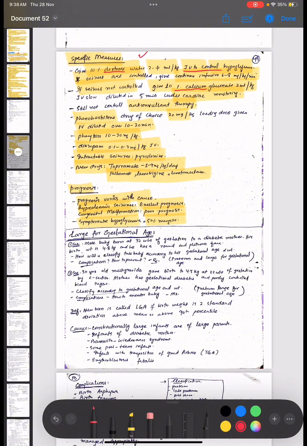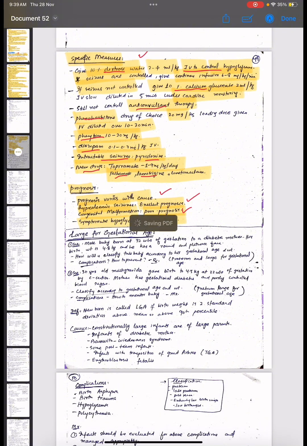If it is still not controlled, then give anticonvulsant therapy, which includes phenobarbital, phenytoin, and diazepam. For intractable seizures, give pyridoxine. The newer drugs used are topiramate, felbamate, and lamotrigine. The prognosis of seizures varies with the cause. Hypocalcemic seizures have an excellent prognosis, congenital malformation has a poor prognosis, and symptomatic hypoglycemia has a 50% risk of meningitis.